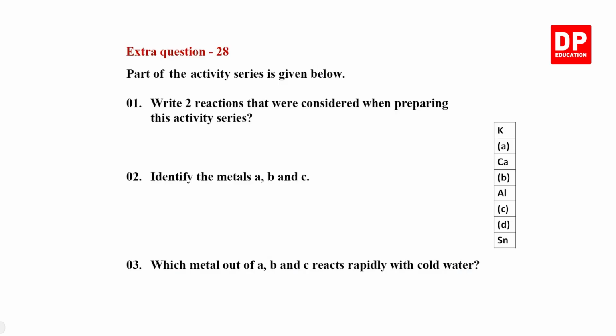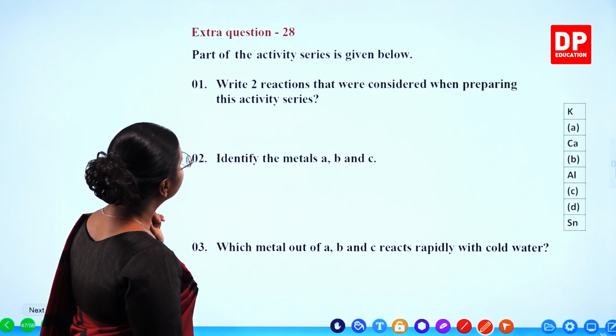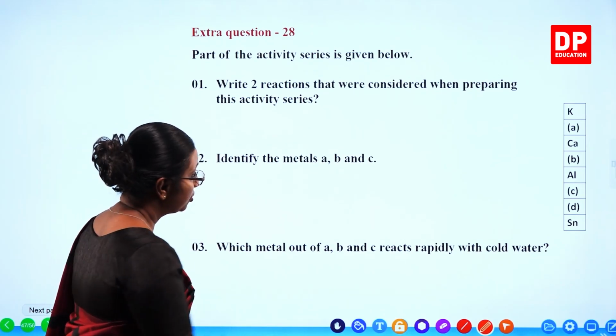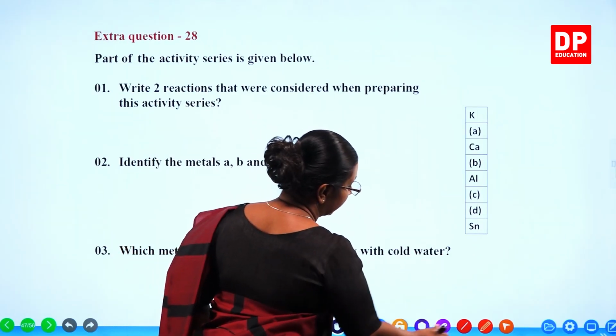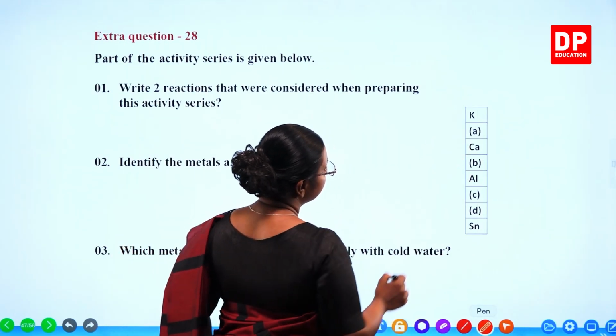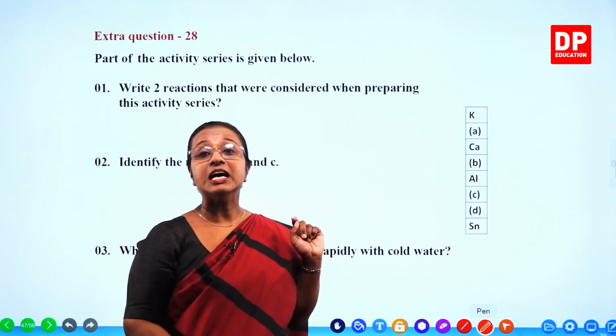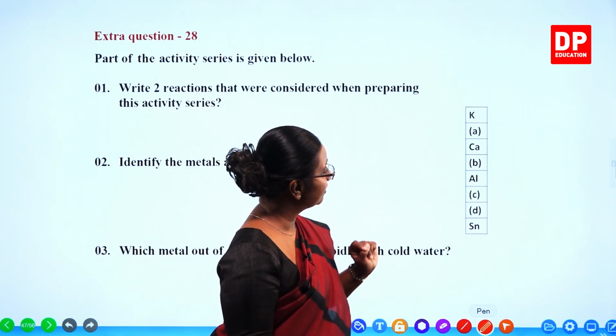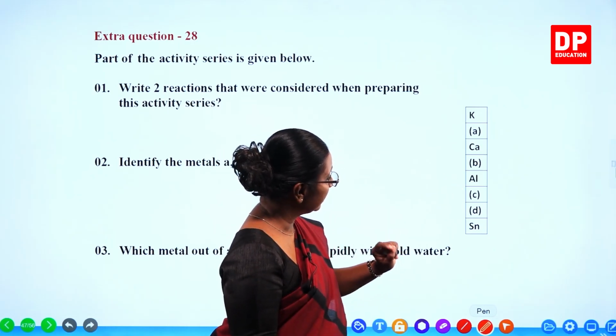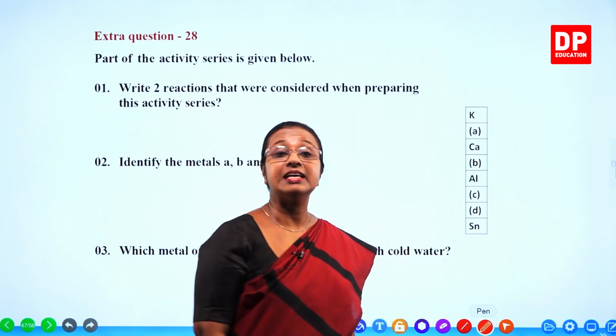That is extra question 28. Part of the activity series is given below. So here you can see on the side, the part of the activity series. Potassium, then they have not given the next metal. Then there is calcium, then the other one is B, then aluminium, then C, D and Sn.